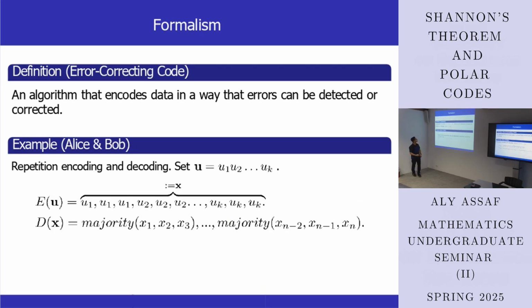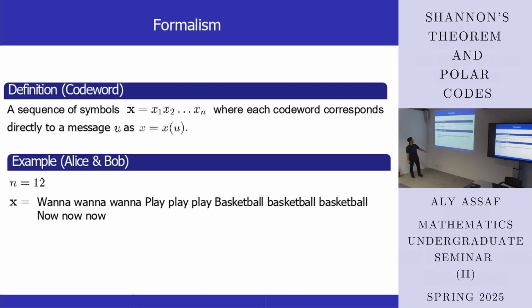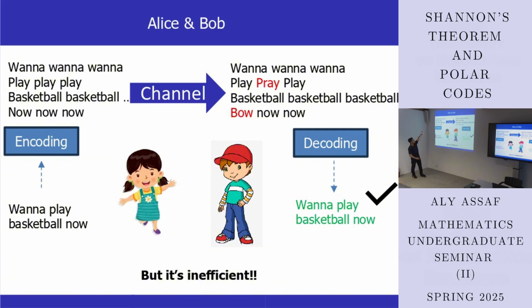Now, what is a code word? A code word is a sequence of symbols as well, but the difference is that our example here, 101, play basketball, and so on, that is our code word, and it's mapped directly, created from the original message.